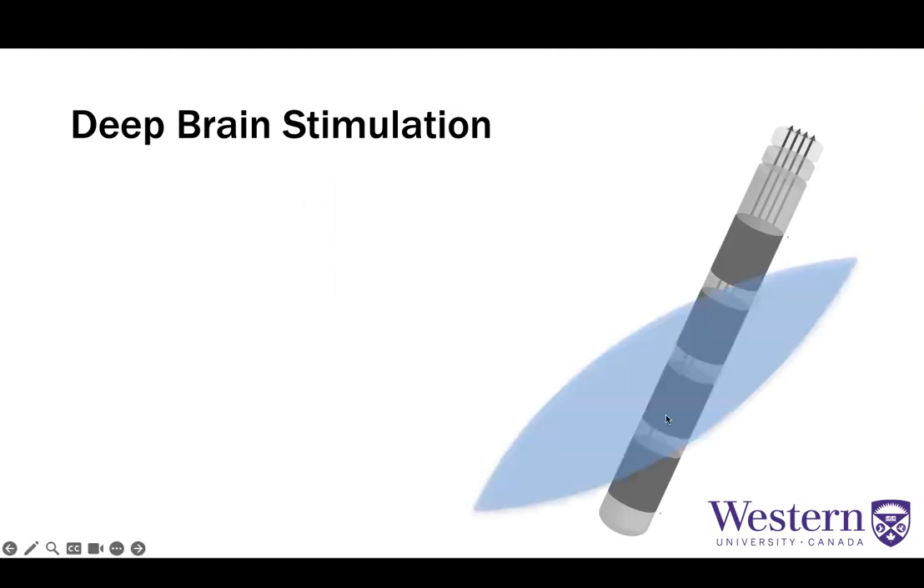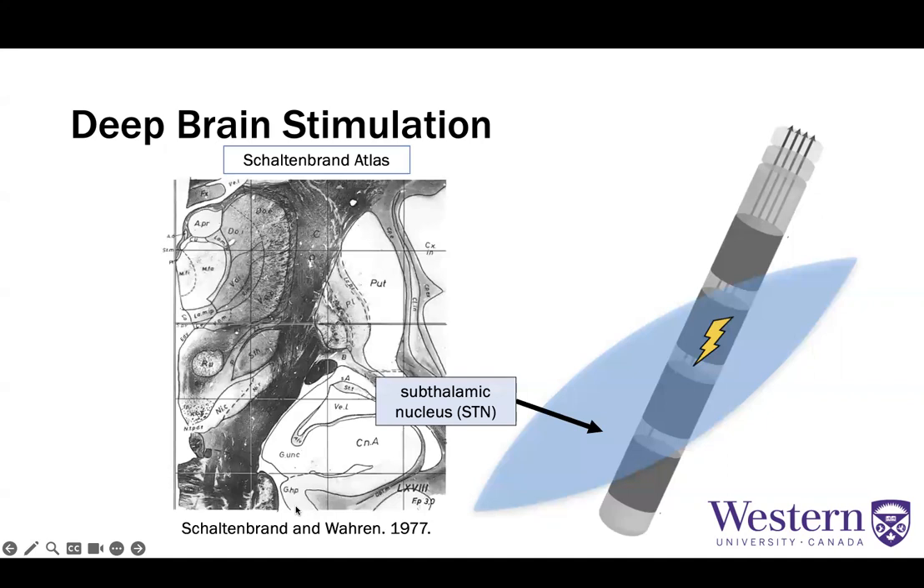And then what we do at that point, in this case, I've given the cartoon example of the subthalamic nucleus, I apply focal electrical stimulation to a specific area to have a positive impact on specific patient symptoms.